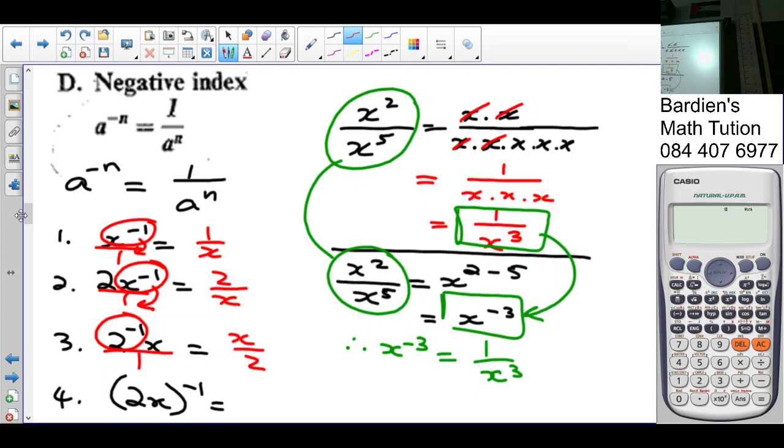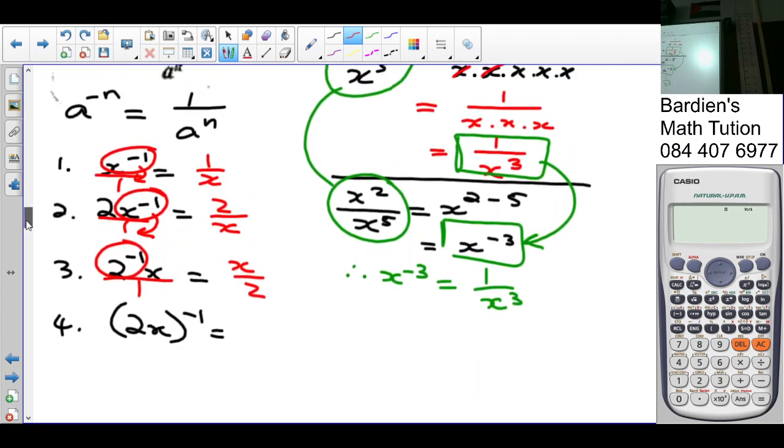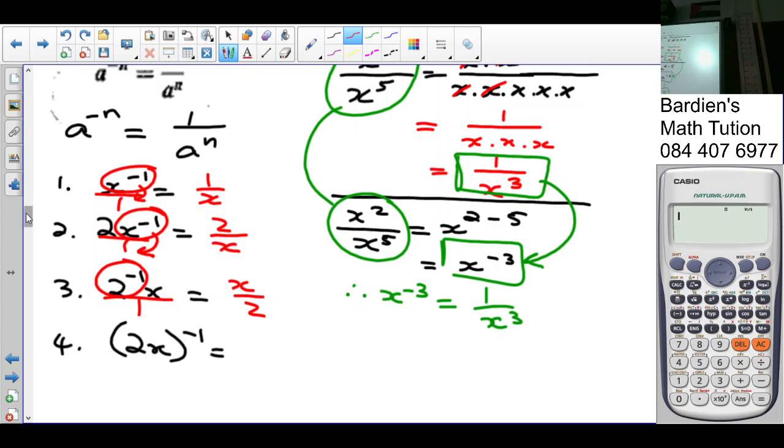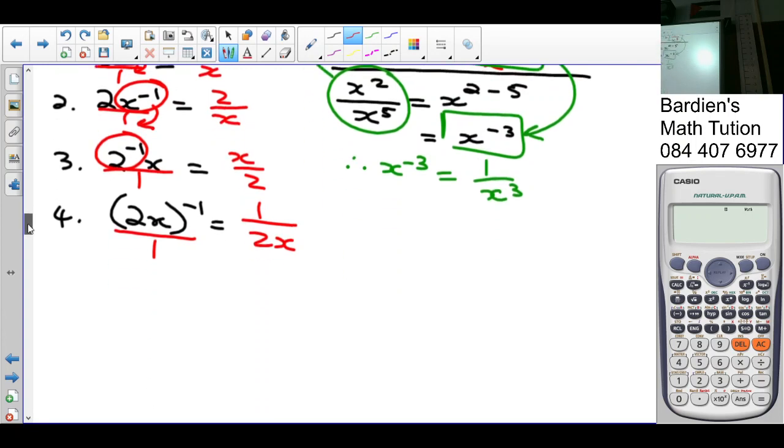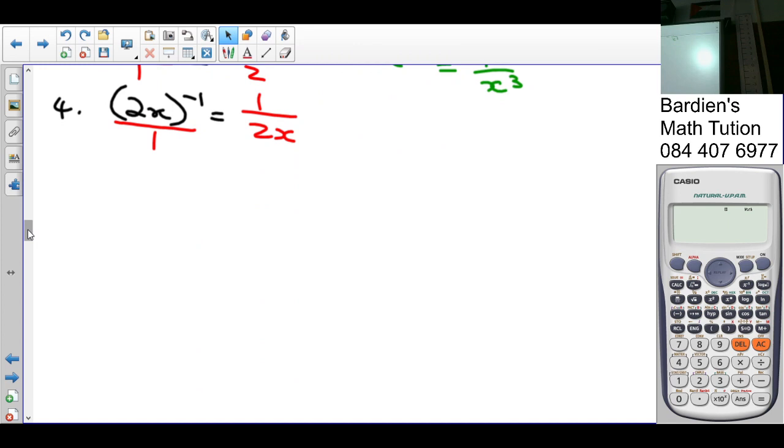So what will the next one be? So naturally that's over 1. Here we go, 1 over 2x. Why? Because the whole bracket is negative. So the whole bracket becomes a negative. Okay, a bit confusing. So before we move on, let's do a bit more of these.